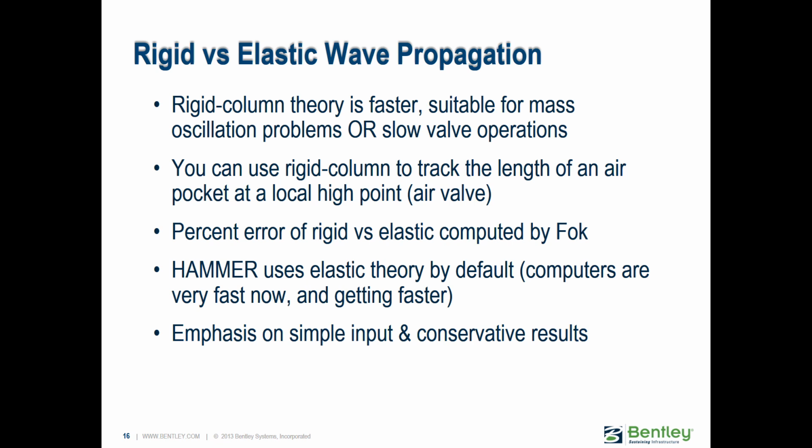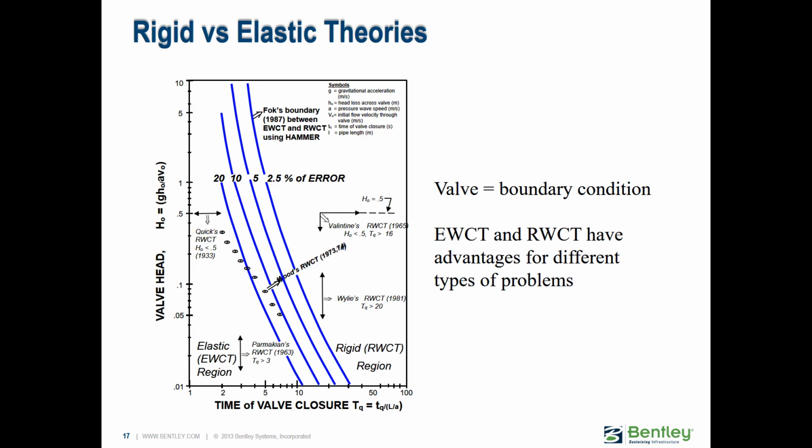So if we do a comparison here, you can see that the faster you close a valve, the bigger the head on it, the more elastic effects can become important. Whereas if it's more of a slower action, then those elastic effects are not quite as significant. But Hammer uses the elastic theory by default. So no matter how fast or slow something is happening, it's using the elastic method.